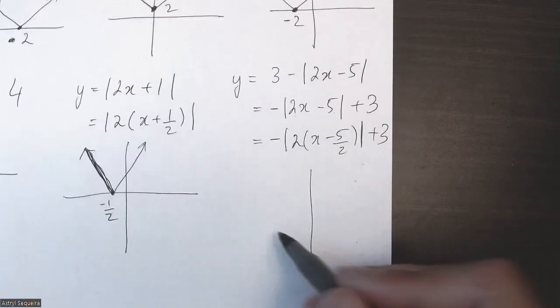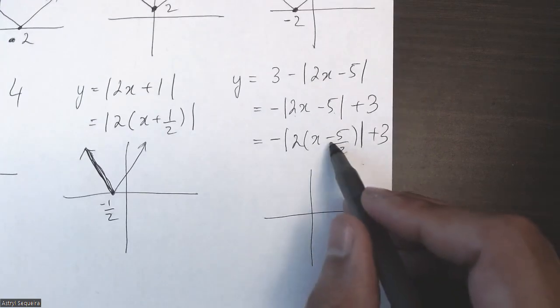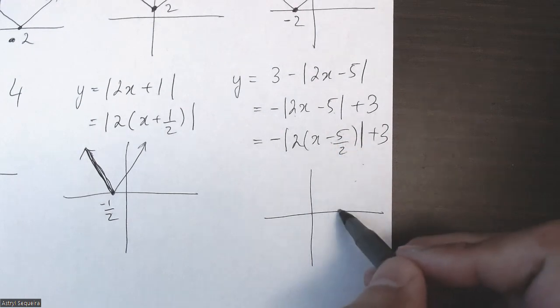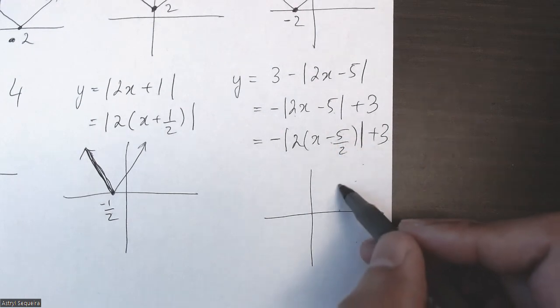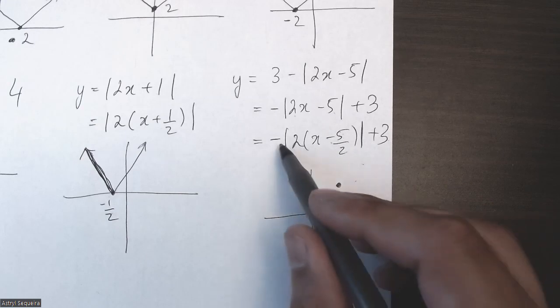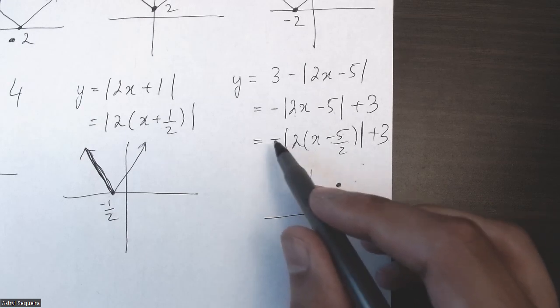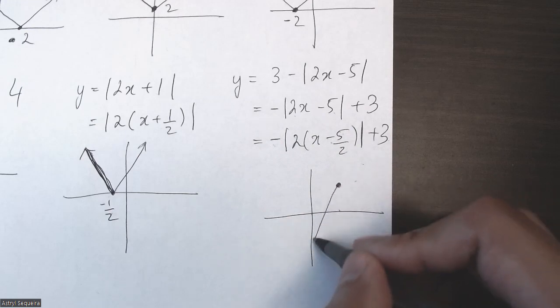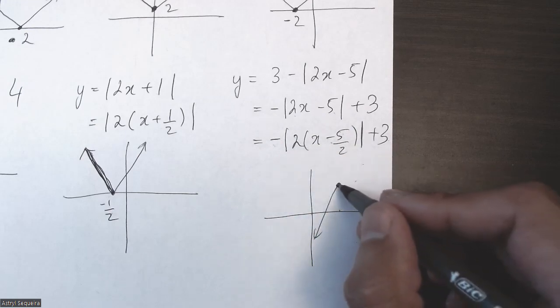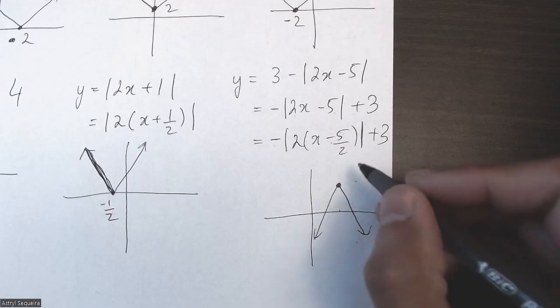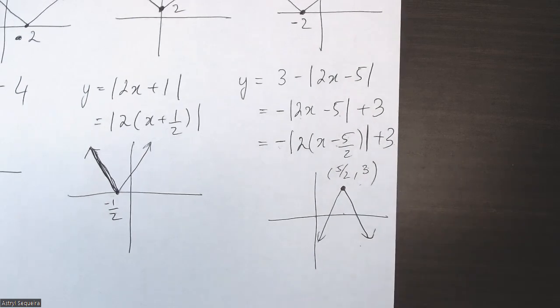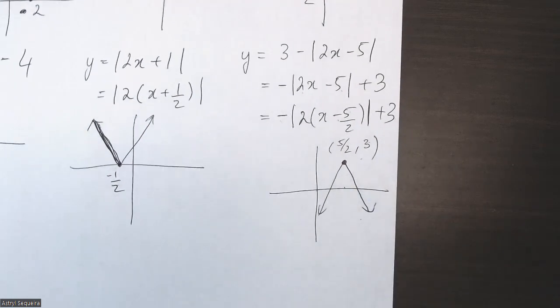And now I can finally do my sketch. This is shifted right by 5 over 2 units. So right by 5 over 2, up by 3, so somewhere over here. But it also has a negative here, which means a reflection on the x-axis, which means it's going to open downwards. It's also going to be a bit steep because of that horizontal compression. It's going to look something like this. But that's basically the graph of the function.